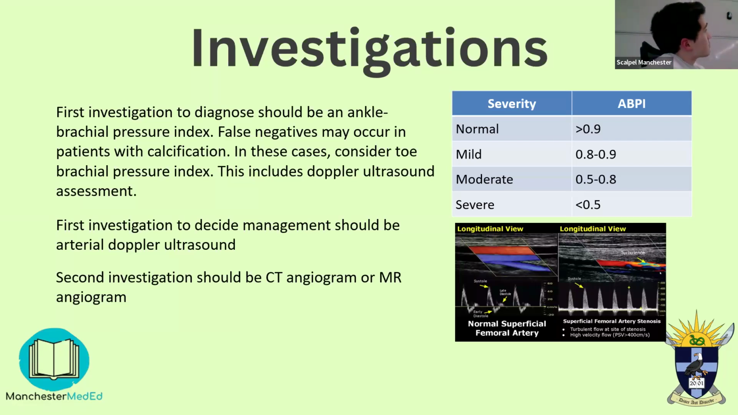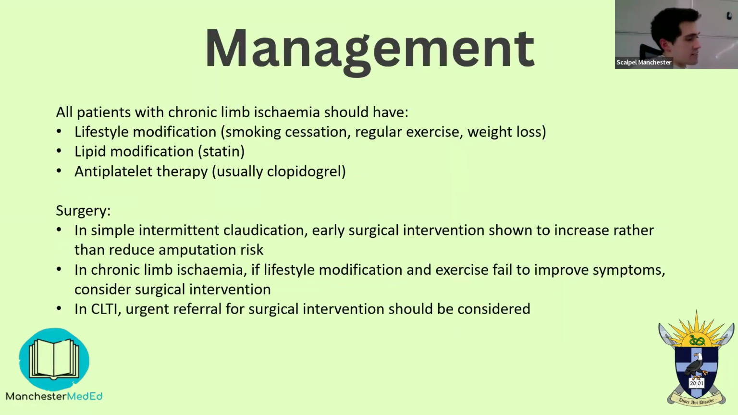If you've not got enough information from the duplex ultrasound, then the next investigation to decide the management of chronic limb ischemia is a CT angiogram or an MR angiogram. So, right, you've got the data, you've diagnosed them with chronic limb ischemia. How do you manage them? So, all patients need lifestyle modification. That's the same as with the aneurysms. Smoking cessation, regular exercise, weight loss, lipid modification, that's usually statin, and antiplatelet therapy, which is almost always clopidogrel for these patients. And consideration of surgical management.